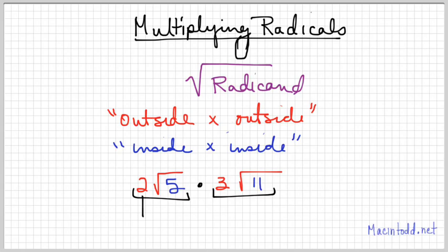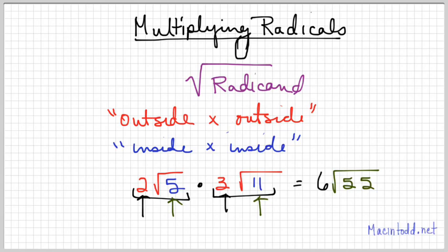Outside times outside means the 2 times the 3. And the inside times inside means root 5 times 11. And that's all there is to it. You'd get 6 root 55.